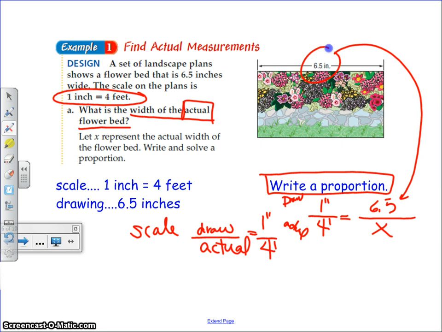All right. And then we'll solve it by cross multiplying like we learned how to do yesterday. So you're going to do 1 times x and 6.5 times 4. So 1 times x is 1x, very good. And 4 times 6.5 is 26. So x equals 26 feet. If I were to write a sentence, looks like a word problem to me, I would say something like, the actual width of the flower bed is 26 feet. If you want to repeat this, it may be worth repeating. And so just go back and listen to it again if you need to.